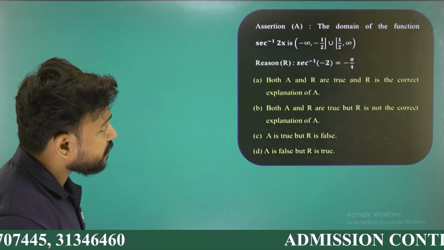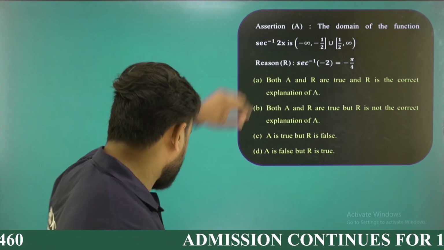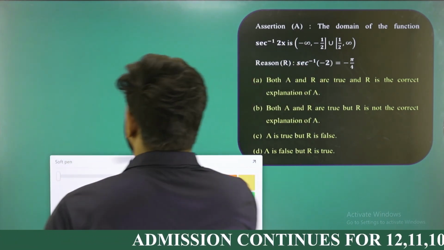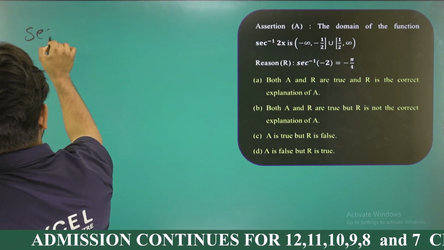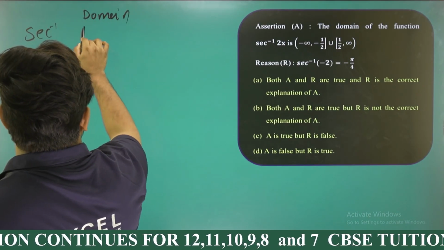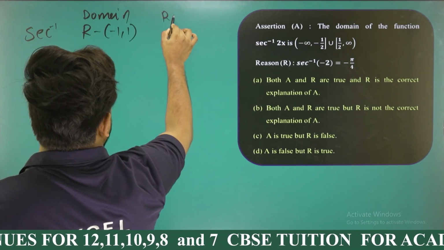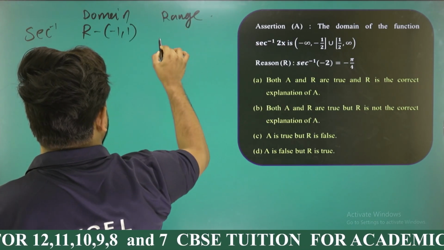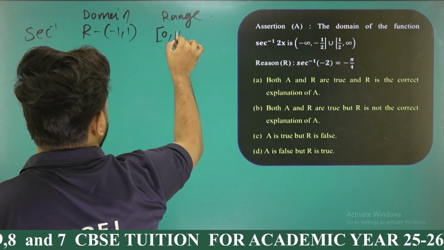Listen. The domain of the function sec inverse 2x. So we can go for that first. So it's sec inverse, right? What is the domain of sec inverse? Domain of sec inverse is real numbers minus the open interval minus 1 to 1. And I'm just writing the range also. What is the range of it? It's closed interval 0 to pi.